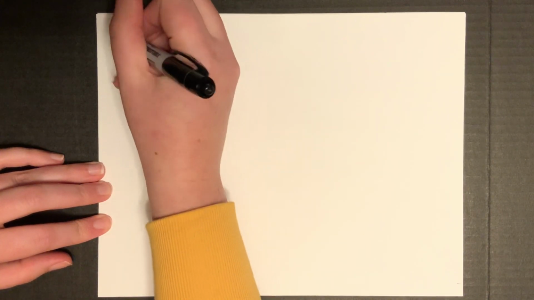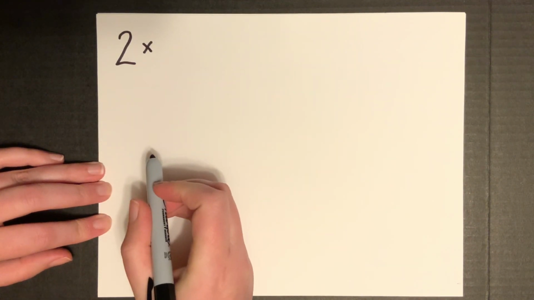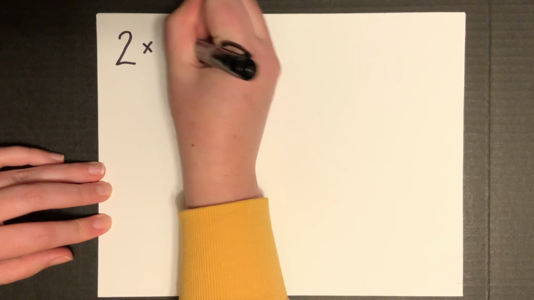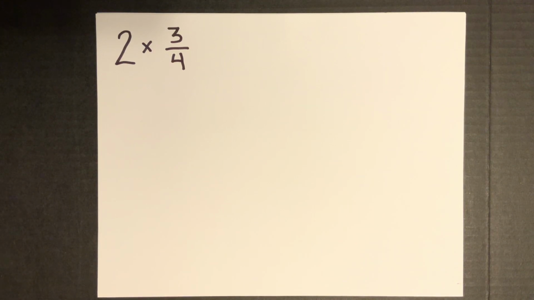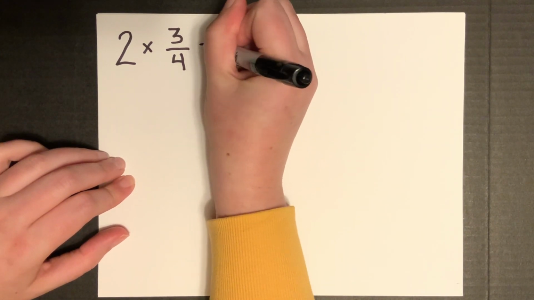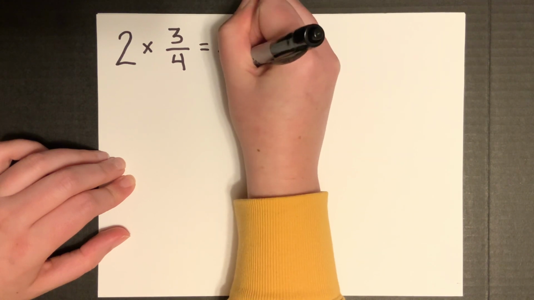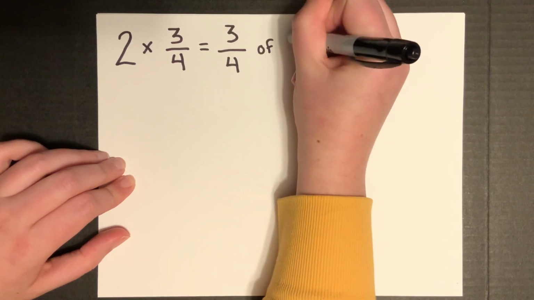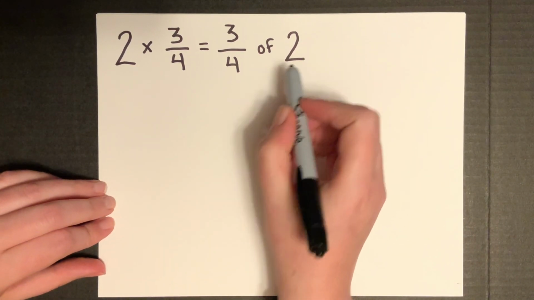Let's try another problem. This one's going to be a little bit more thoughtful. We are going to find the unknown of what is 2 multiplied by 3/4. Now remember, the commutative property of multiplication says we can rearrange these and the product's not going to change. So if we wanted to think of this a different way, we can think of this as 3/4 of 2.